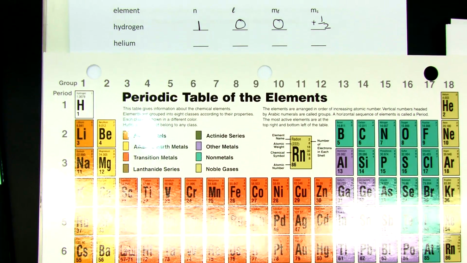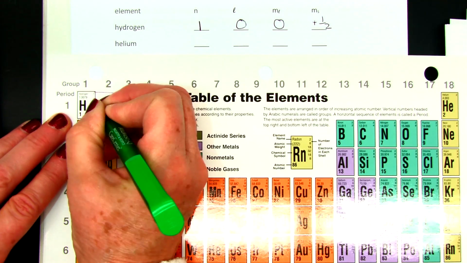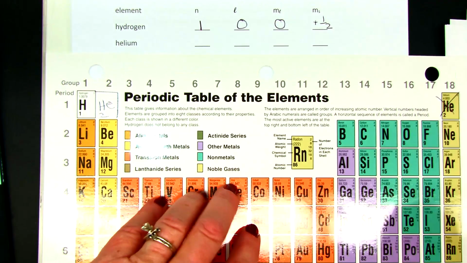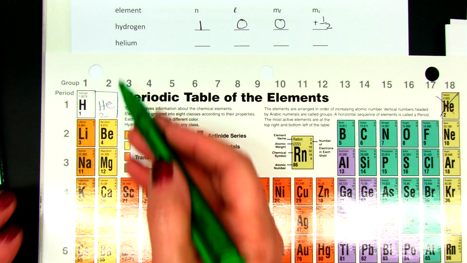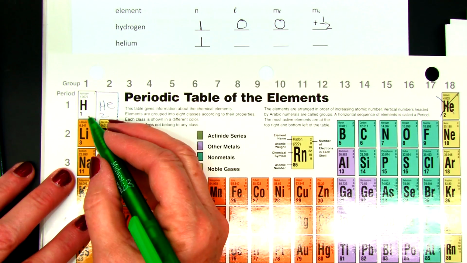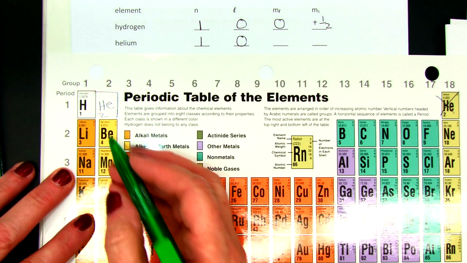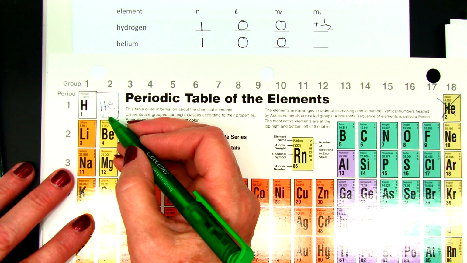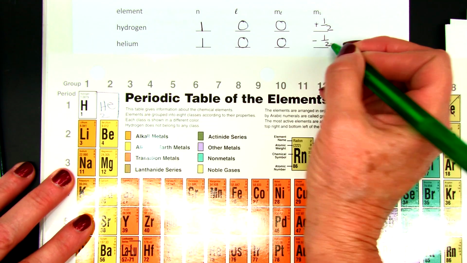Now let's look at helium. Remember, helium belongs over here. Okay, helium is not on the right-hand side of the chart for this discussion. So, for helium, N is 1. L is 0 because I'm in the S block, the first two columns. M sub L is 0. And helium is the second electron to go in there, so M sub S is minus 1/2.